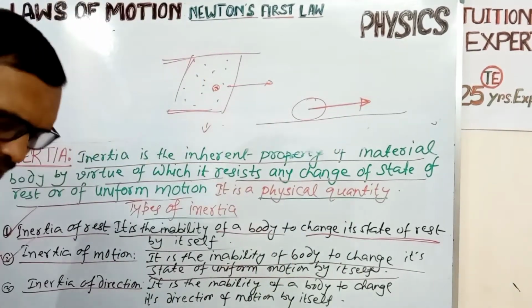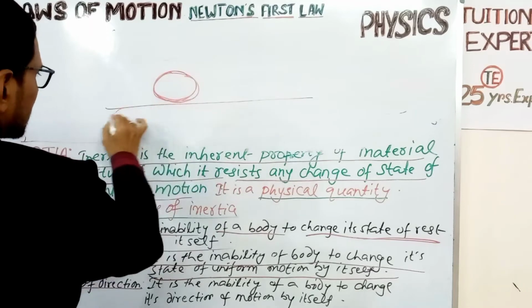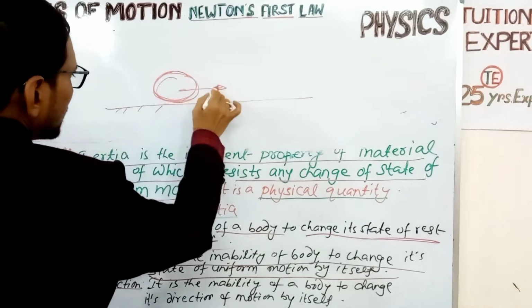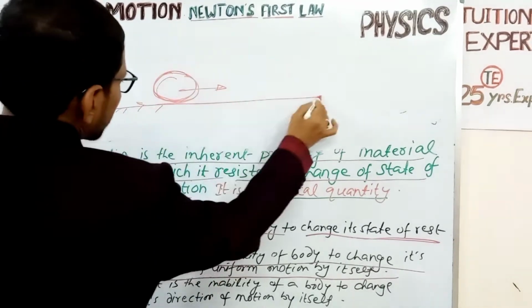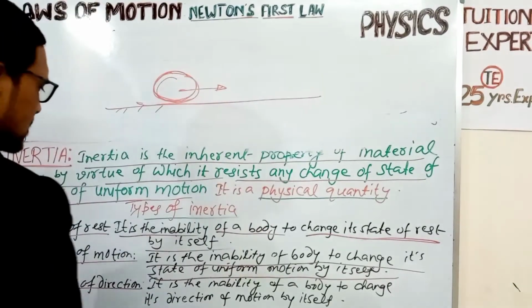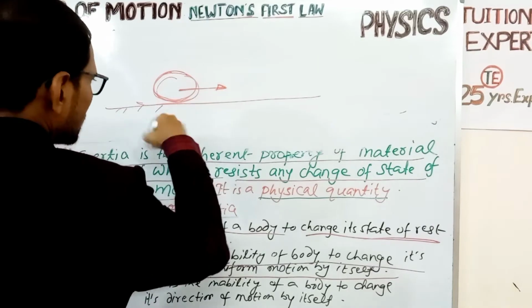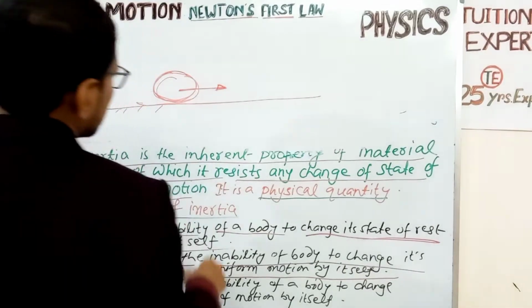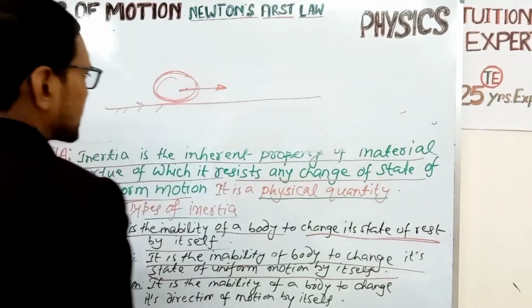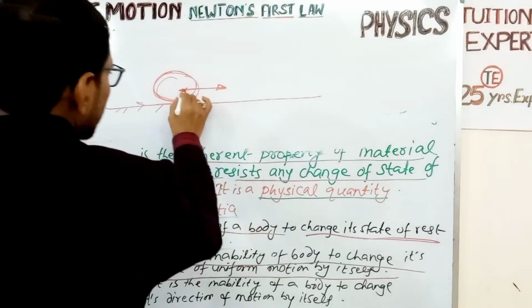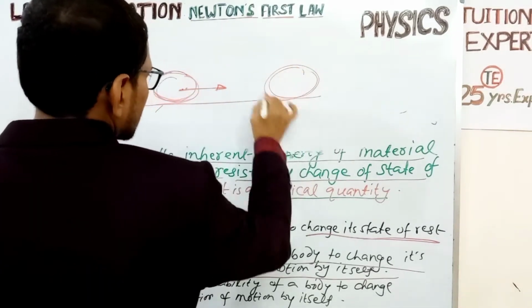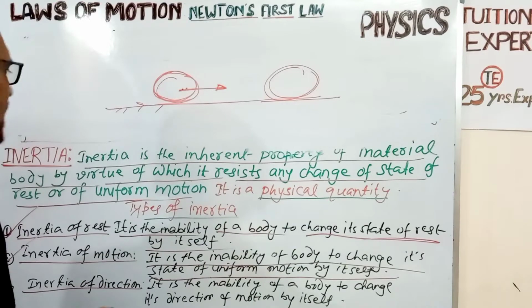Suppose a body on the ground moves with uniform velocity. After some time, according to Newton's first law, the body should continue moving forever, but practically what we see is that the body stops after some time. So is there a violation of Newton's first law?